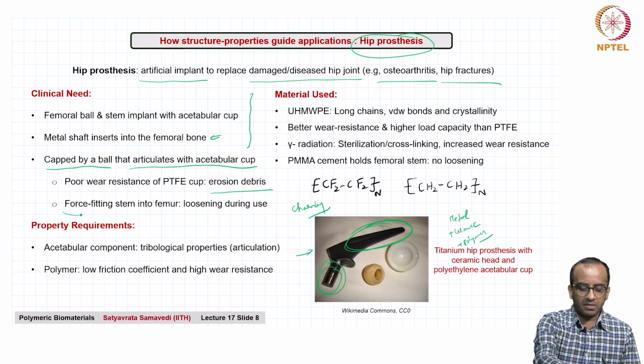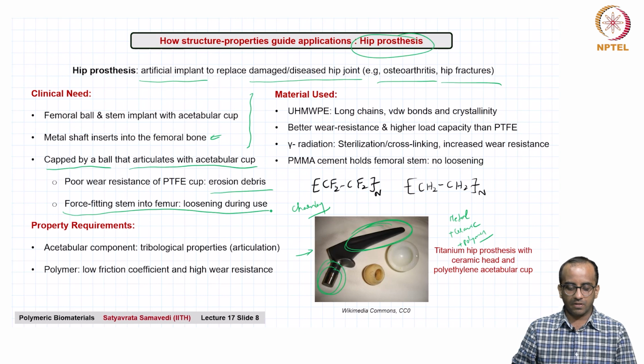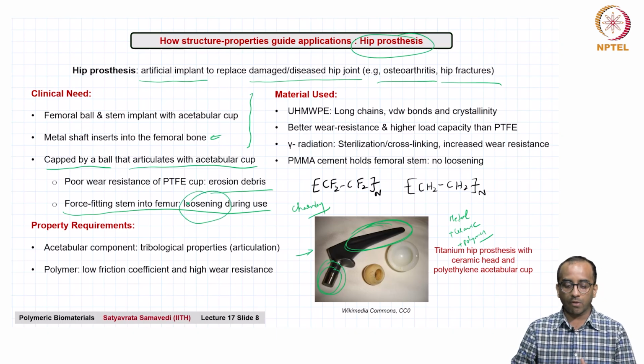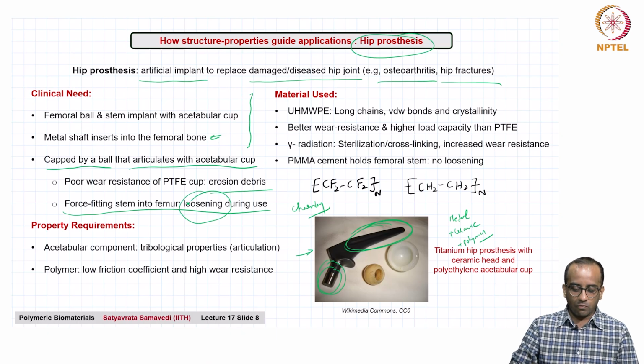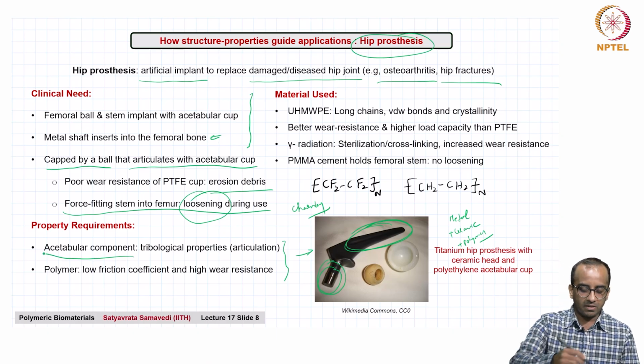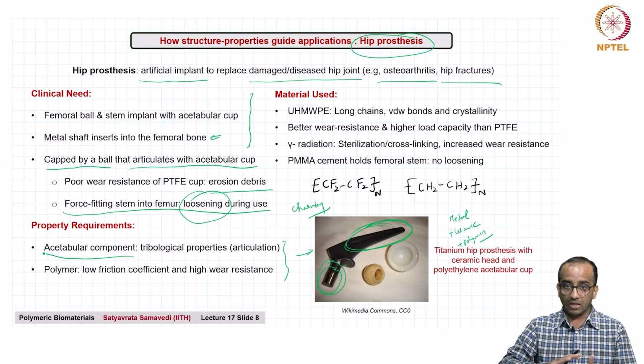The other problem that Charnley was facing was the stem of this implant was being force fitted into the femur. Thus, with repeated use, you could have loosening. So, there were two problems that Charnley was facing. The property requirements from a design perspective for this kind of an application include an acetabular component that has good tribological properties under articulation. So, two surfaces that repeatedly undergo articulation in close contact with each other.